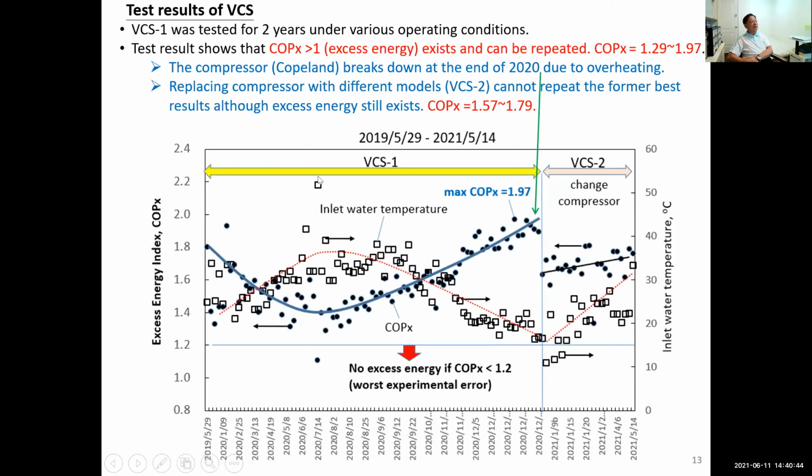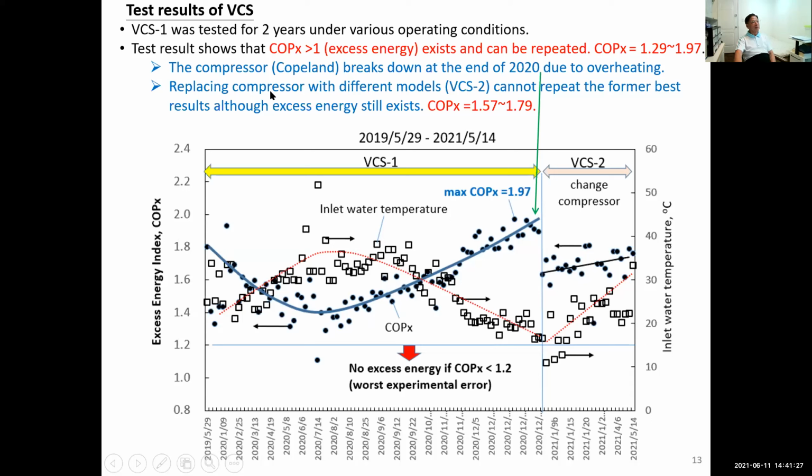And we ran the test for about 2 years under various operating conditions. The test results show excess energy exists like this. Only one special case here, and it can be repeated. The machine has been run for 2 years, and the COP ranges from 1.29 up to a maximum of nearly 2. But unfortunately, the compressor, made by a company in the USA, broke down at the end of year 2020 due to overheating.